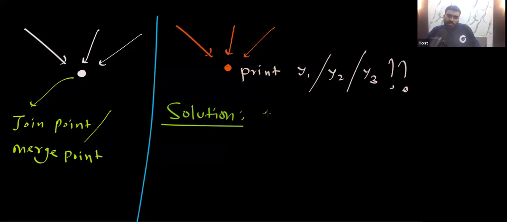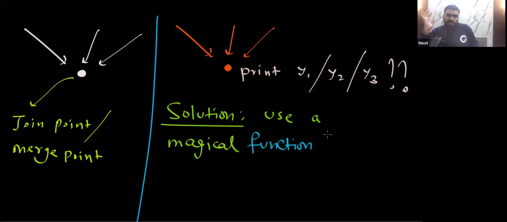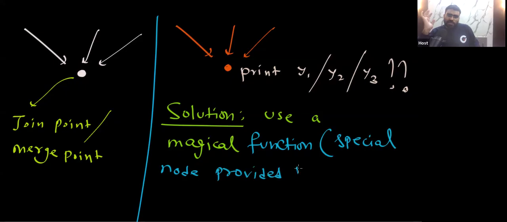The solution is to use a magical function. I am not calling it magical; everyone calls it magical. Harvard University, Washington University, all of them call it magical. It is a special function, a special node, provided by SSA. So use a magical function.